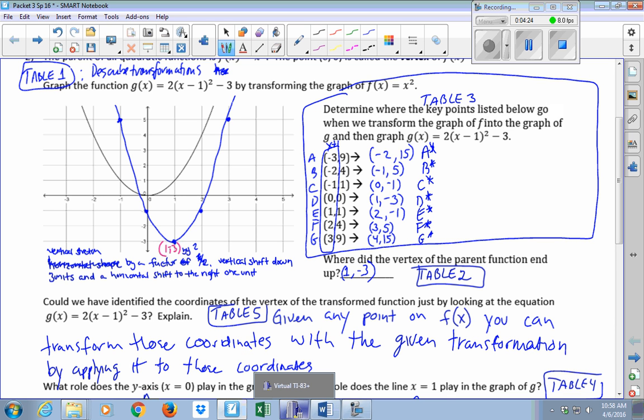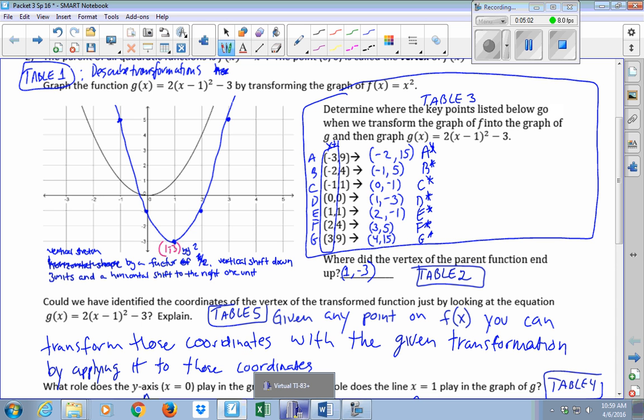Because when you look at this, you know it's shifting to the right one. So you don't call it -1, it's 1. So notice it's 1 here. And then all your y values go down 3. So here was your original vertex at 0, 0. So if I just follow my shifts, I go to the right one and down 3. Why didn't I have to worry about the multiplication of 2 to get my new vertex? Because if my original vertex here is 0, multiplying it by any number is not going to change it. So all I have to do is move right 1 and down 3.